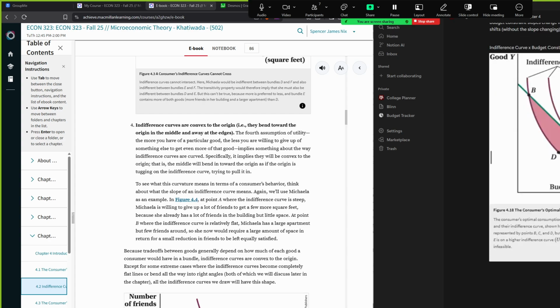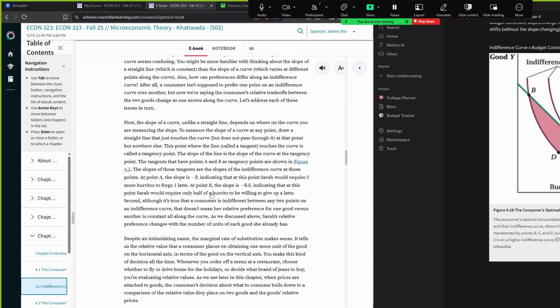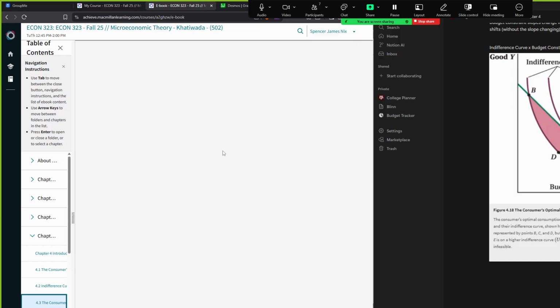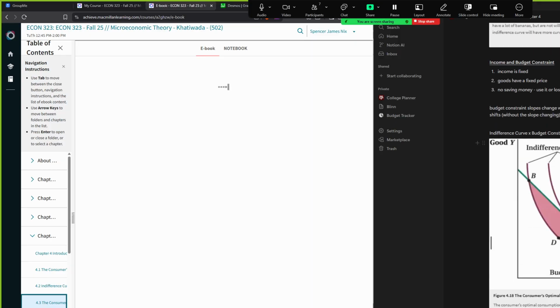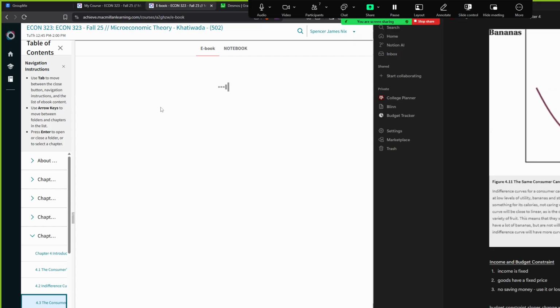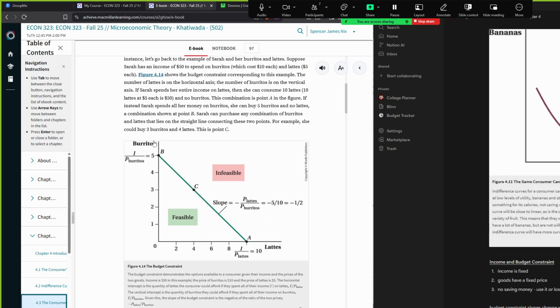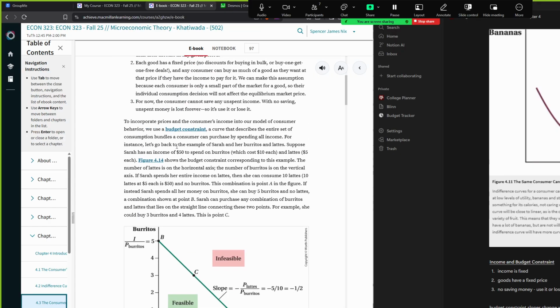So now we're going to add in the budget. This will come in later. This one should be pretty easy to understand. So you have, again, two choices that you can make. The first one, you can either buy burritos or you can buy lattes, right? And your budget is $50, okay?